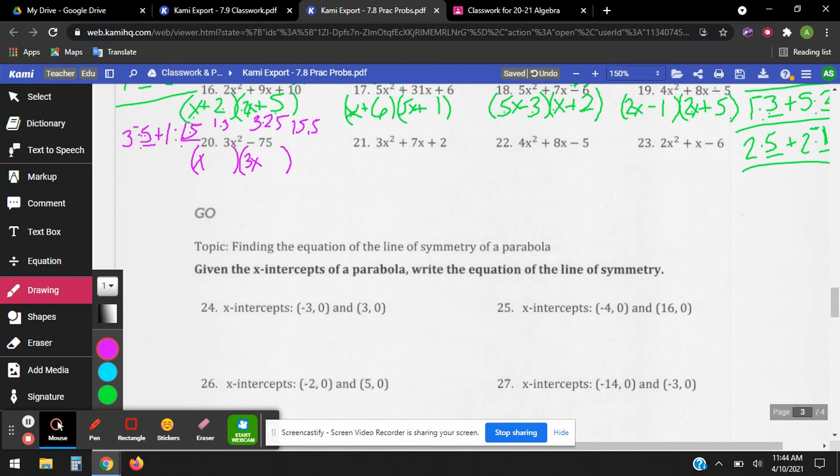Negative 15 and 15. Okay, so x times 15. So I need the 15 over here. 3 times negative 5. So in this case, that's a 5. Negative 15 plus 15 would cancel those out and then multiply.